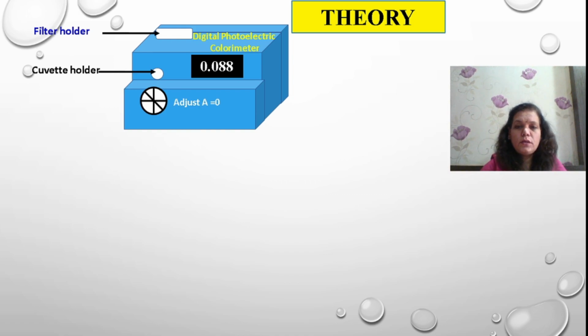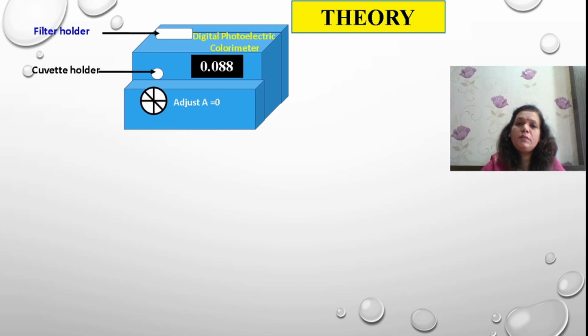So if I look at the instrument, it has the filter holder, which is nothing but the choice of the wavelength available for me. Here we have called this a filter. We have seen one of the components of colorimeter, the filter. There are two types of filter, absorption filter and interference filter.